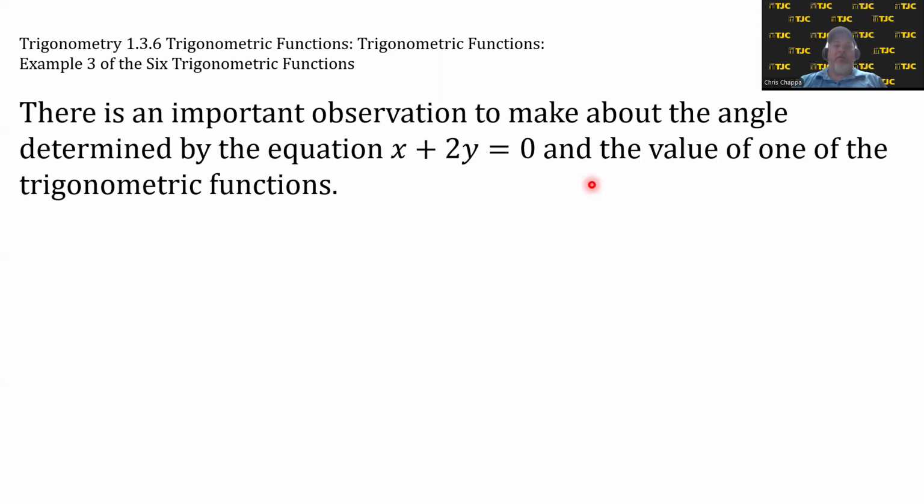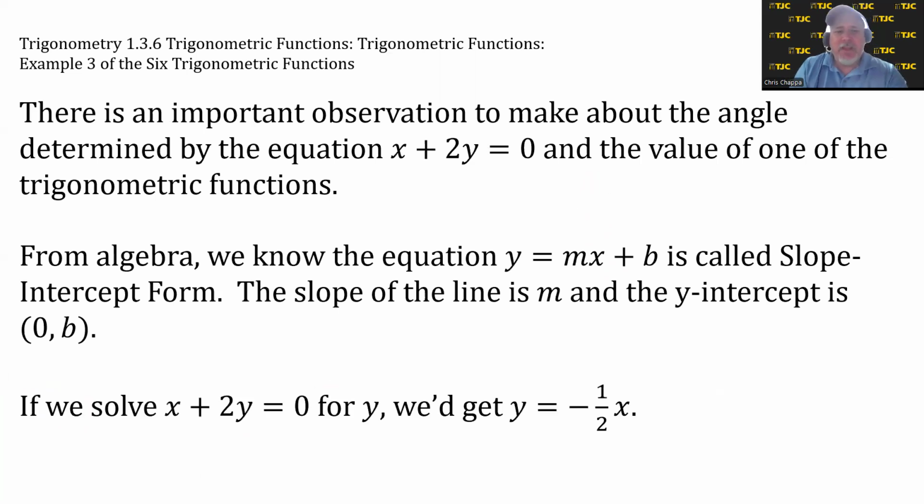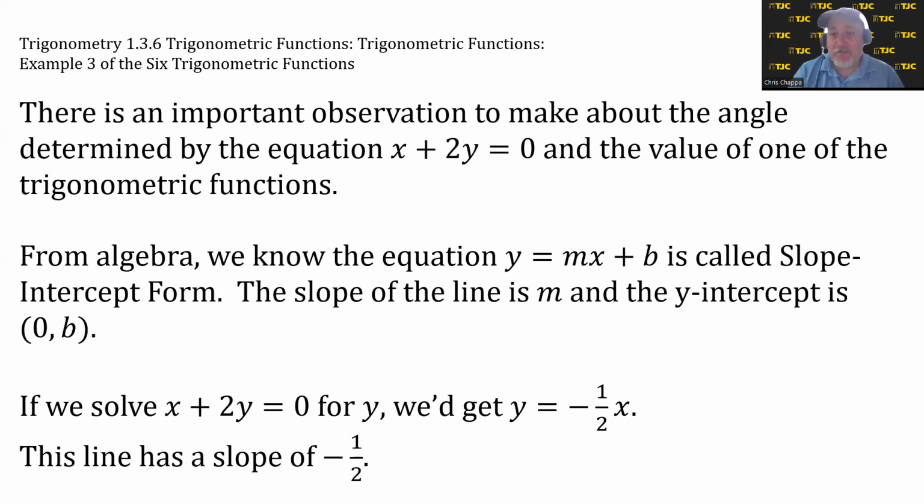Now, there is an important observation to make about the angle determined by the equation x plus 2y equals 0 and the value of one of the trigonometric functions. In order to make that observation, I would like to find the slope of this line. From algebra, we know that the equation y equals mx plus b is called slope-intercept form. The slope of the line is m, and the y-intercept is the ordered pair 0, b. If we solve x plus 2y equals 0 for y, we get y equals negative 1/2 x. And this line has a slope of negative 1/2.